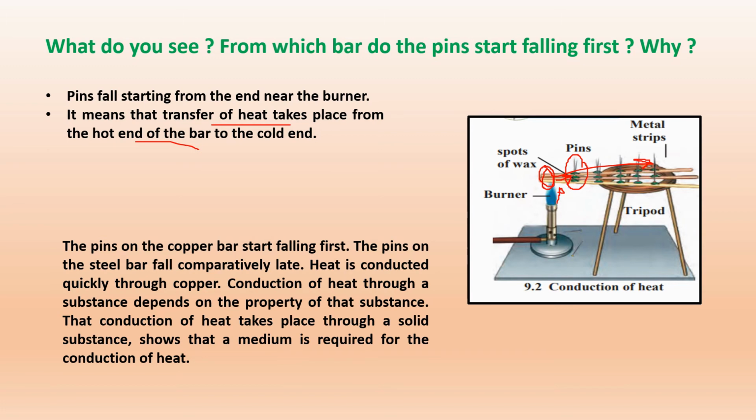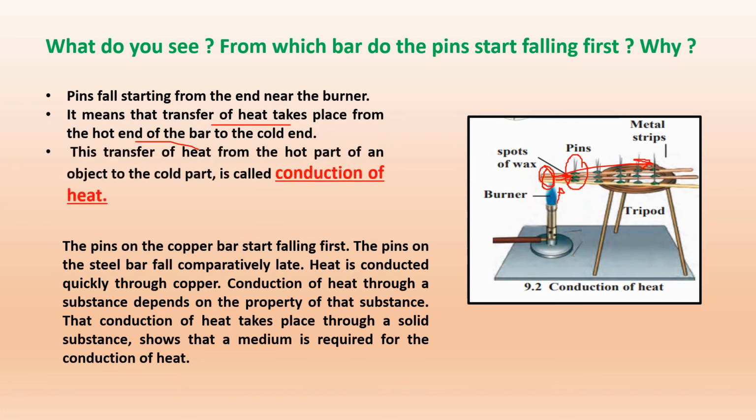This transfer of heat from the hot part of an object to the cold part is called the conduction of heat. Over here the burner gives its heat energy to the bar, right? So basically there is a transfer of heat from the hot part of the object to the cold part. Also one end of the bar gives its heat energy to the other end. So that means there is a transfer of heat from hot to cold part of an object. This is known as conduction of heat, transfer of heat from the hot part of an object to the colder ones.